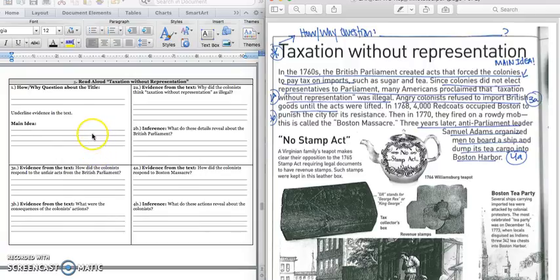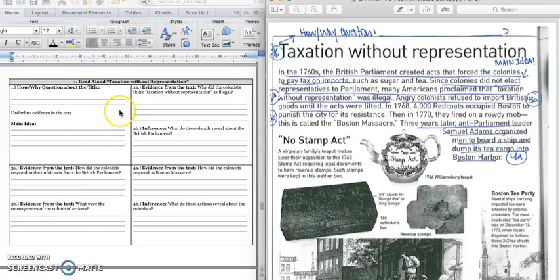So for our main idea in box 1, we would write down, taxation without representation affected the American colonists by forcing them to pay taxes when they did not have an opportunity to vote against the taxes. Press pause to write down your answer and play when you're ready for the next question.